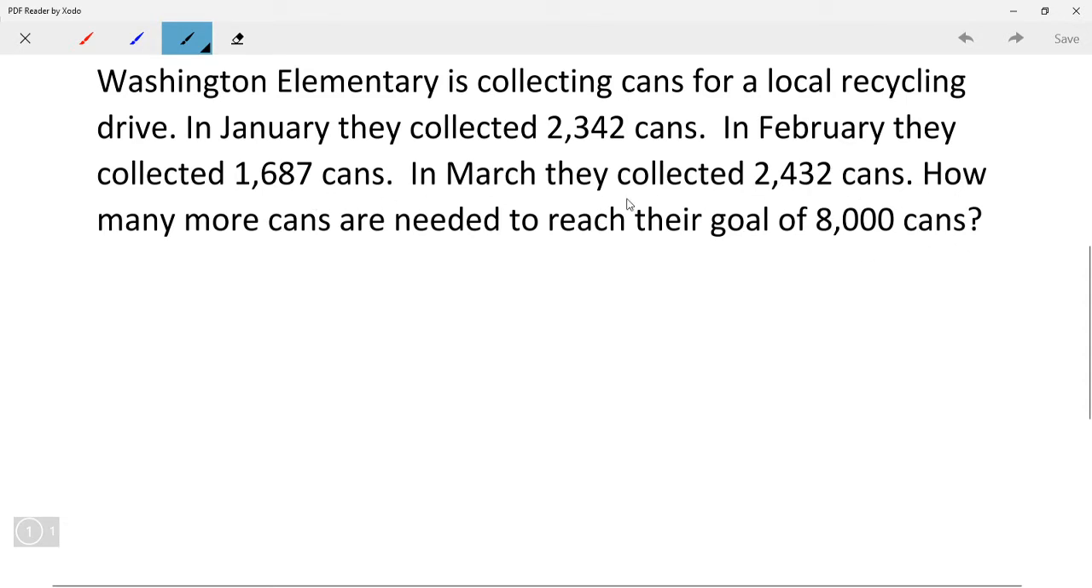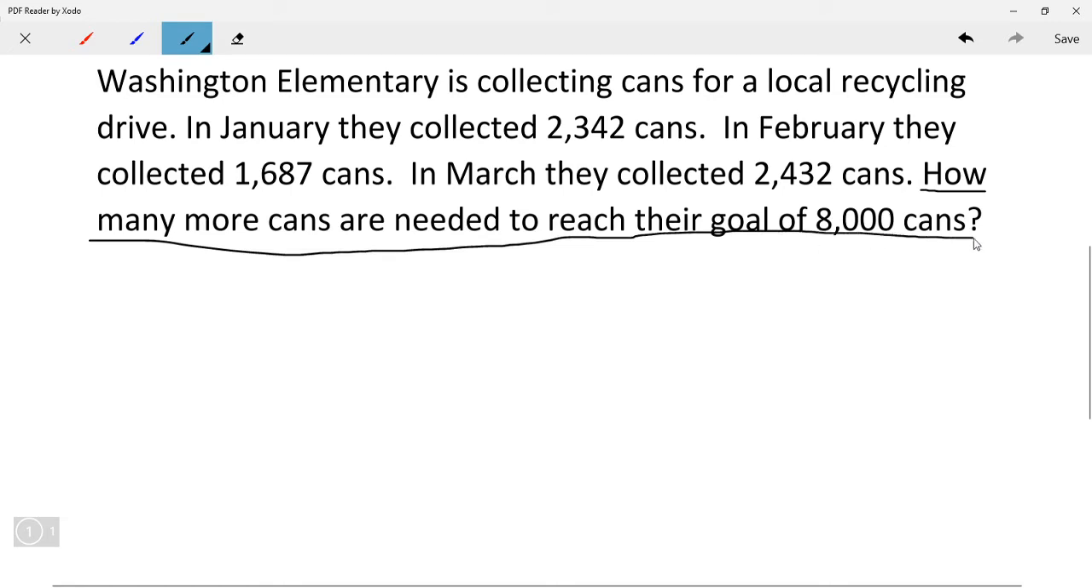to figure that out. So, Washington Elementary is collecting cans for a local recycling drive. In January, they collected 2,342 cans. In February, they collected 1,687 cans. In March, they collected 2,432 cans. How many more cans are needed to reach their goal of 8,000 cans?